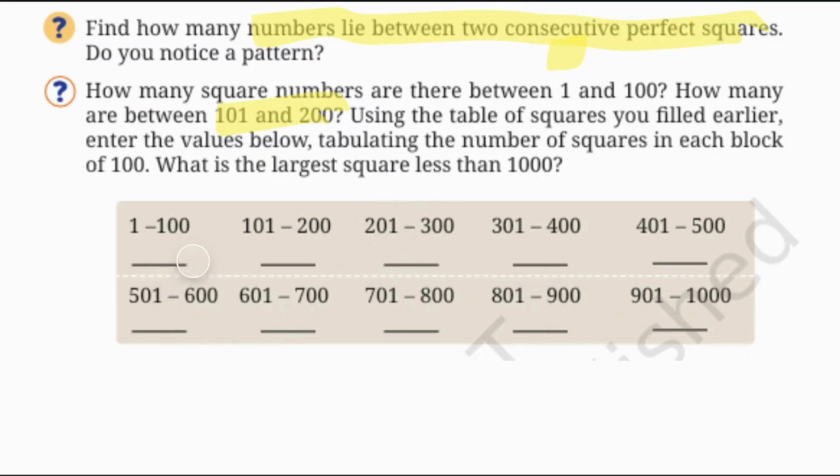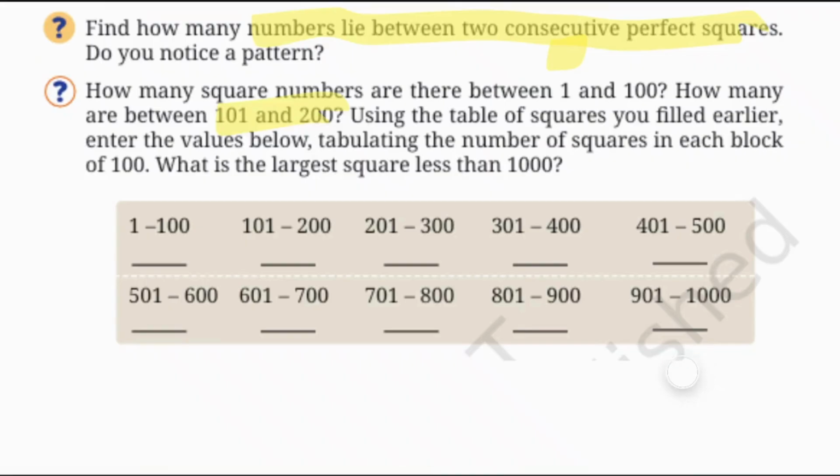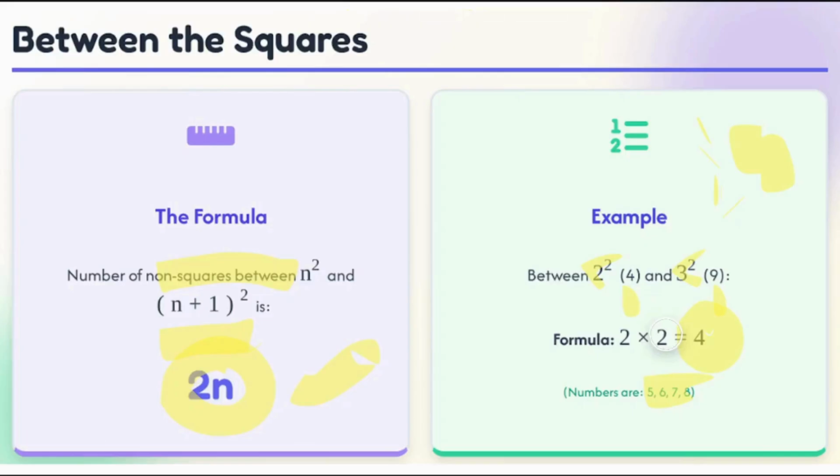as we go to the large numbers, the number of square numbers is becoming smaller. Between 1 to 100 we have 9 square numbers. Between 101 to 200 we have 4. Between 201 to 300 we have 3. Likewise, we'll go on, and when we check 901 to 1000, we'll have only one perfect square number, which is 31 square, 961. So this is one pattern which we are finding here, right? I hope you understood this one.